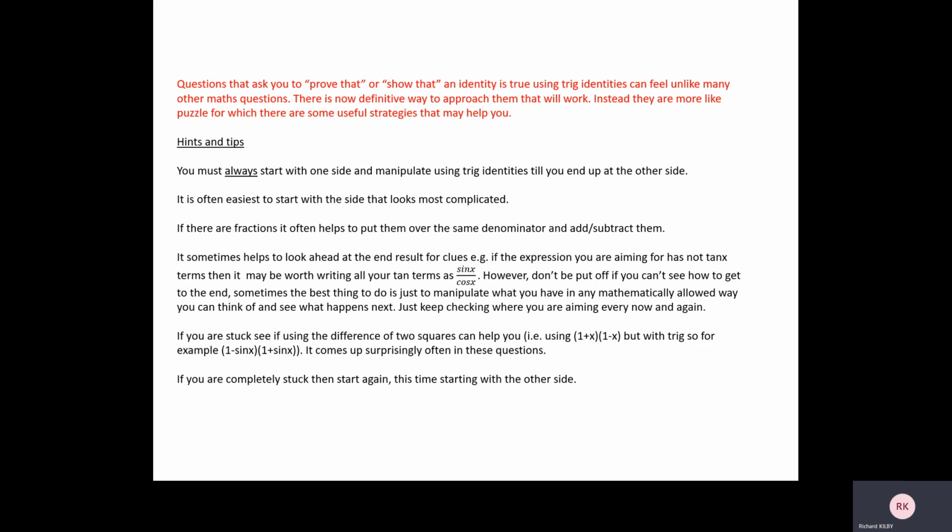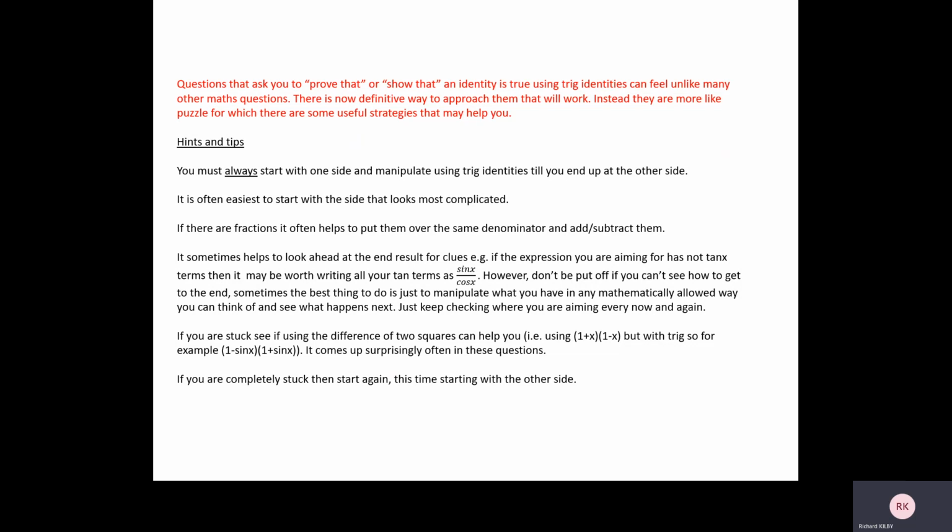So I actually quite like these, even though they're a little bit more, not sure if I'm going to be able to do it. You always start with one side and manipulate using trig identities to end up with the other side. It's often easiest to start with the side that looks more complicated, because it's often easier to start with a complicated thing and simplify it than start with a simple thing and try and get more terms out of it and make it look more complicated.